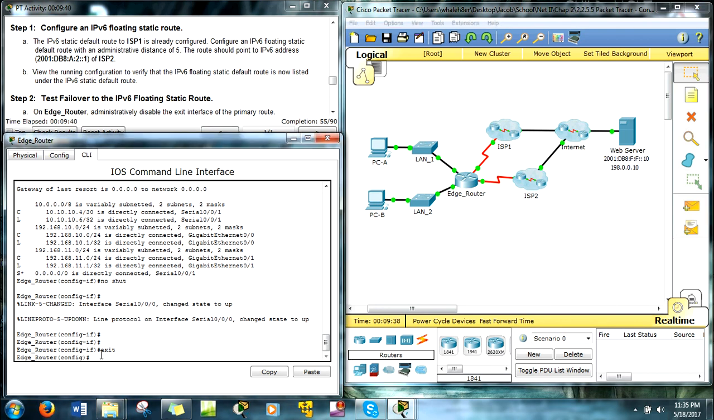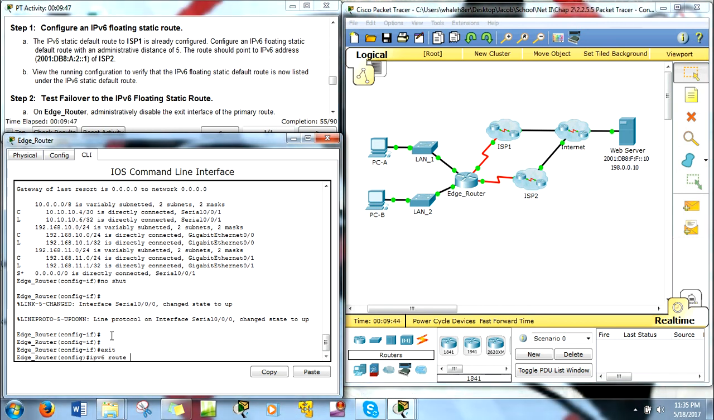That's easy. So we're going to say IPv6 route instead of IP route. And we want it going, just in case it has no clue where it's going, to the double colon, that's the default route, what that looks like. And we want it going to the 2001:DB8:A2::1.